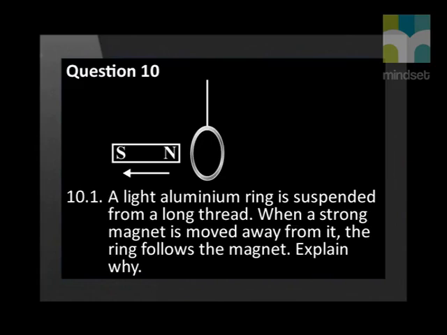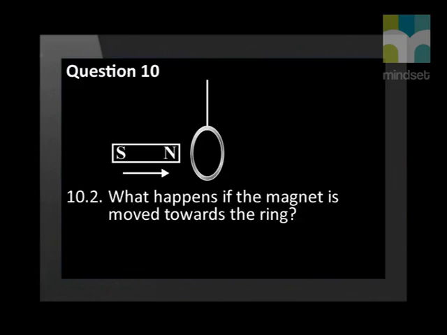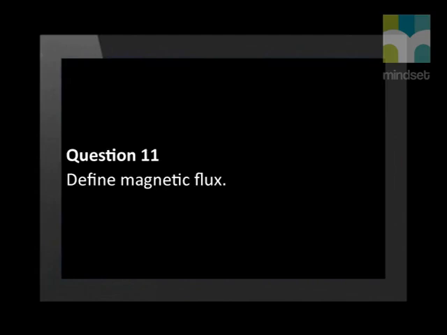Question 10. 10.1. A light aluminum ring is suspended from a long thread as shown in the diagram. When a strong magnet is moved away from it, the ring follows the magnet. Explain why. 10.2. What would happen if the magnet was moved towards the ring? Question 11. Define magnetic flux.